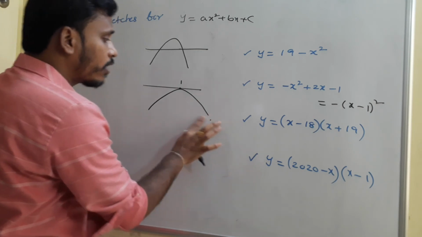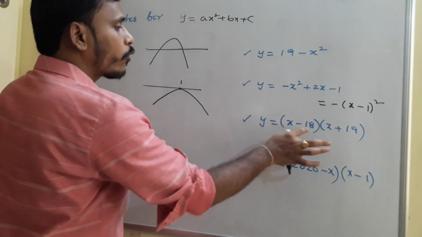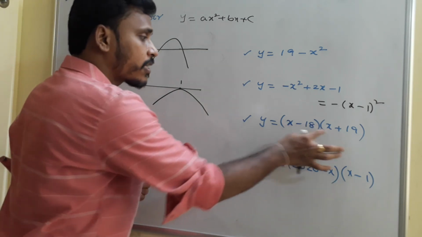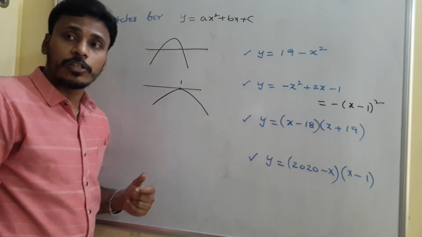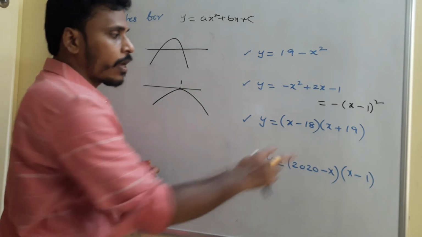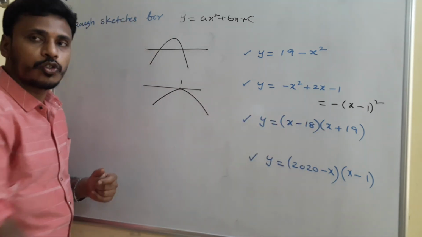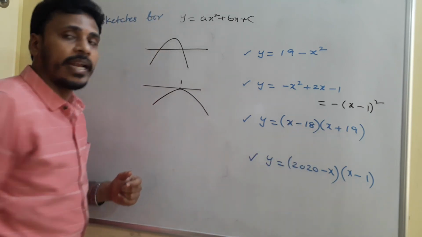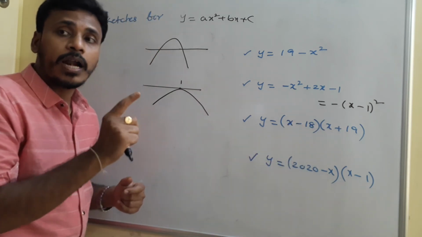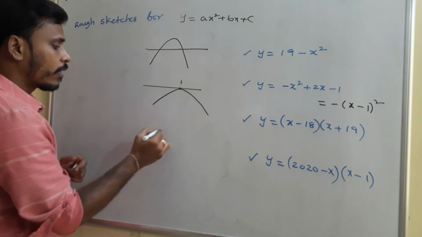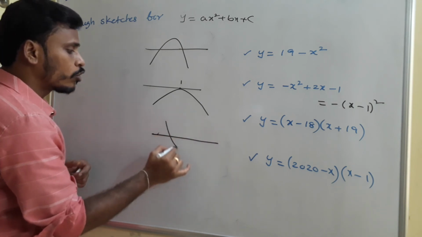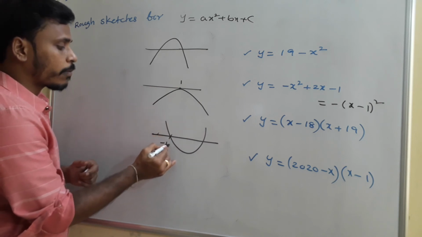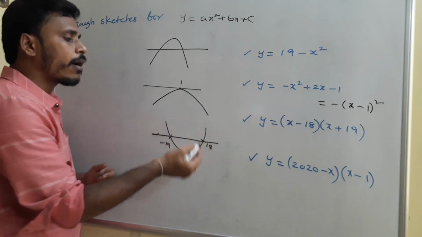Then what do you say about the rough sketch for the third one? y is equal to x minus 18 into x plus 19. Very clear. x into x is x square. Coefficient of x square is positive, upward parabola. The product of these two linear expressions represents two roots. Minus 19 is one root and 18 is another root. Two roots and upward. So how will the graph be? The graph will be like this.